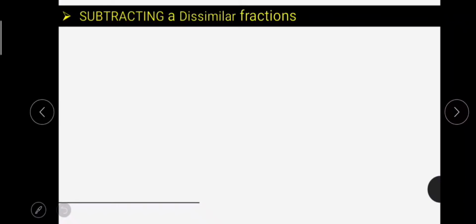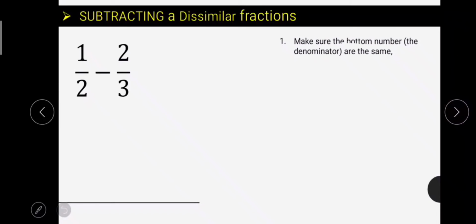Next, let us subtract dissimilar fractions. Number 1 example is 1/2 minus 2/3. So first thing to remember, we need to make sure the bottom number, or the denominator, are the same. In this case, the denominators, 2 and 3, are different. So we need to find the LCD first, by doing skip counting.